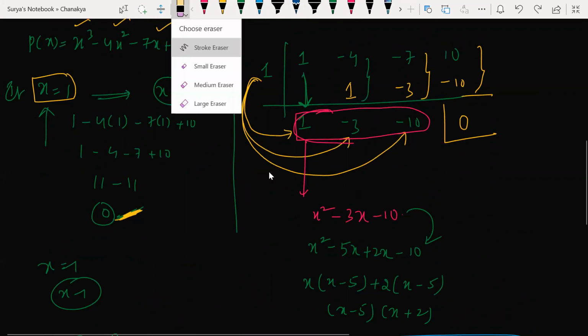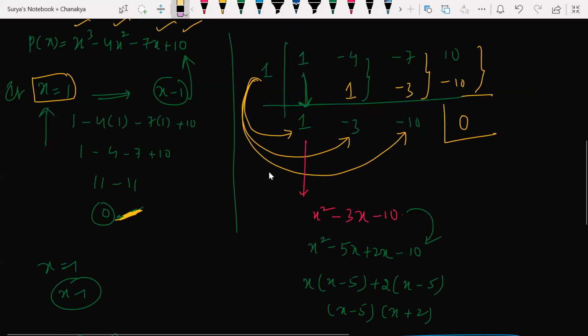Yes, sir, you took the coefficient. Sir? Yes. Tell me. I didn't understand the way you frame the equation, sir. Which one? Where? This x square plus minus 3x minus... Yes. That is what I'm going to explain.